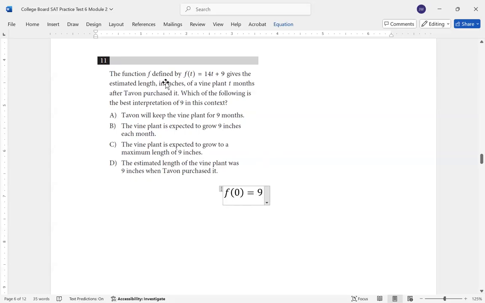And remember, the function gives the length, so the output is in inches, of the vine plant t months after Tavon purchased it. So basically, immediately when Tavon purchased this plant, it was at 9 inches. And that is option D. So the answer to question 11 is option D. Just read all 4 of those statements. The estimated length of the vine plant was 9 inches when Tavon purchased it.